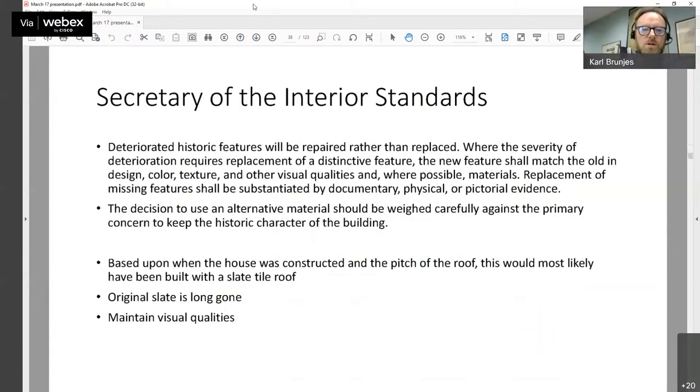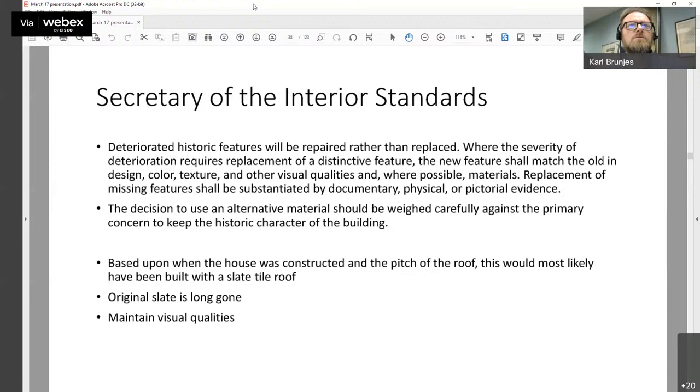Per chapter 161 of the Cleveland Codified Ordinances, the Cleveland Landmarks Commission follows the Secretary of the Interior standards when considering the appropriateness of any rehabilitation project. Quoted here: deteriorated historic features will be repaired rather than replaced. Where the severity of deterioration requires replacement of a distinctive feature, the new feature shall match the old in design, color, texture, and other visual qualities, and where possible, materials. Replacement of the missing feature shall be substantiated by documentary, physical, or pictorial evidence.